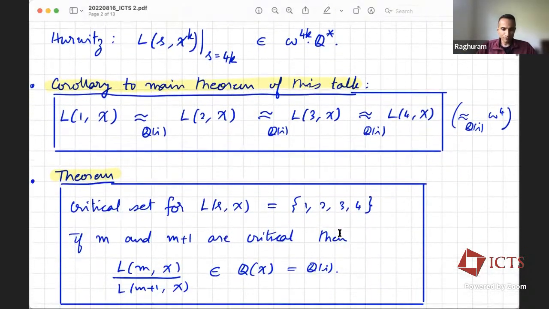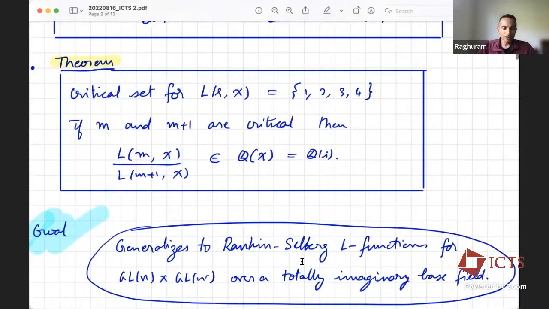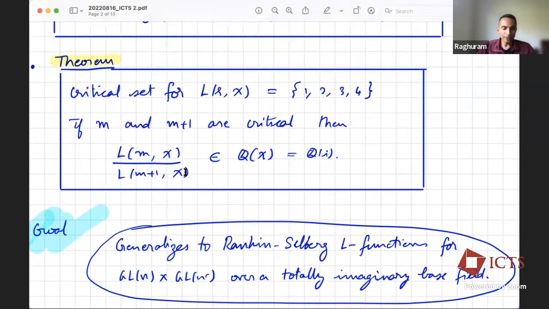The main theorem in this particular example will take this shape. The critical set, I'm going to tell you what a critical set is later on, for this L-function is this string of integers 1, 2, 3, and 4. And if I have any two successive points in this set, then the ratio of these L values is in Q(i). And the goal for this talk is to generalize a theorem of this kind to Rankin-Selberg L-functions for a product of general linear groups over a totally imaginary base field.